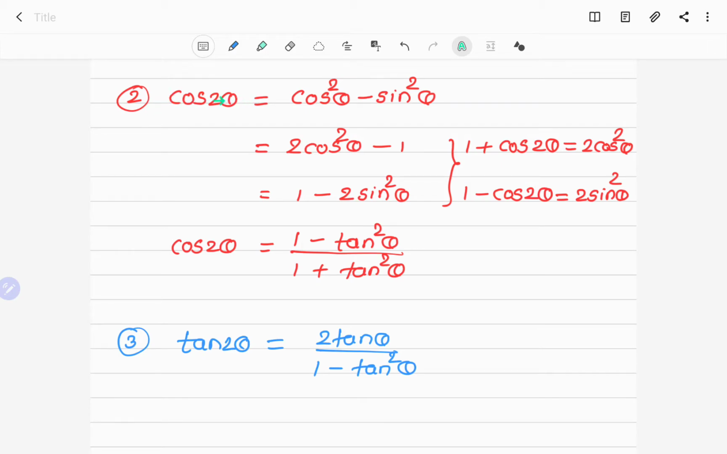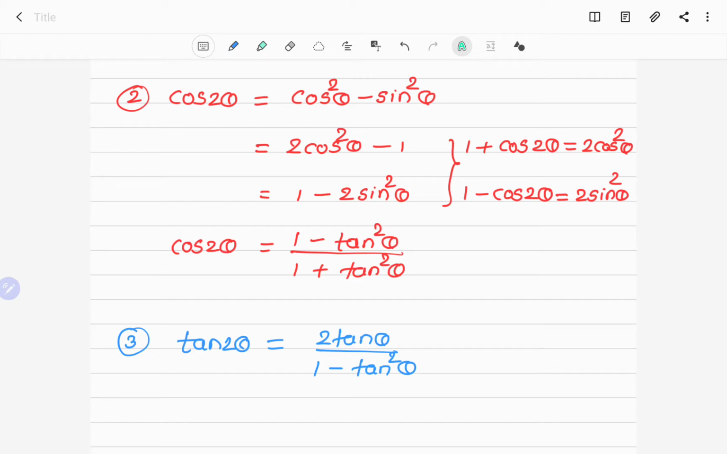The first one is cos 2 theta is cos square theta minus sine square theta, which is in the form of cos and sine. The second formula is only in the form of cos, which is 2 cos square theta minus 1. The third formula is only in the form of sine, that is 1 minus 2 sine square theta. And the last formula, number 4 for cos 2 theta, is 1 minus tan square theta upon 1 plus tan square theta. So try to observe these formulas.